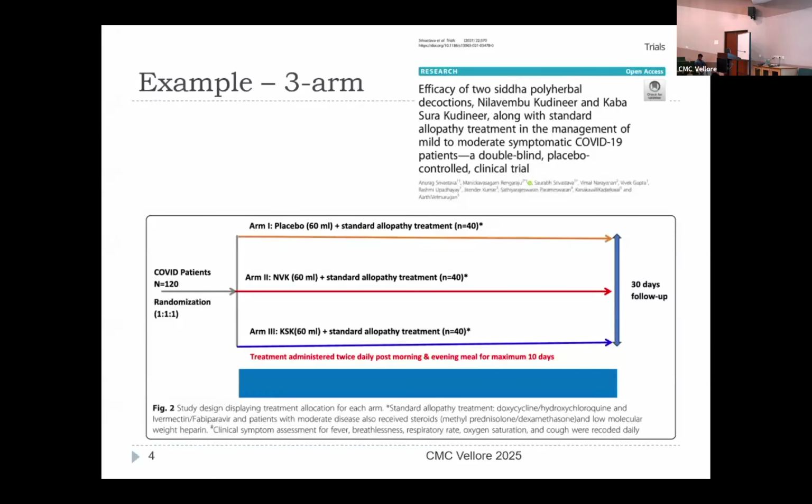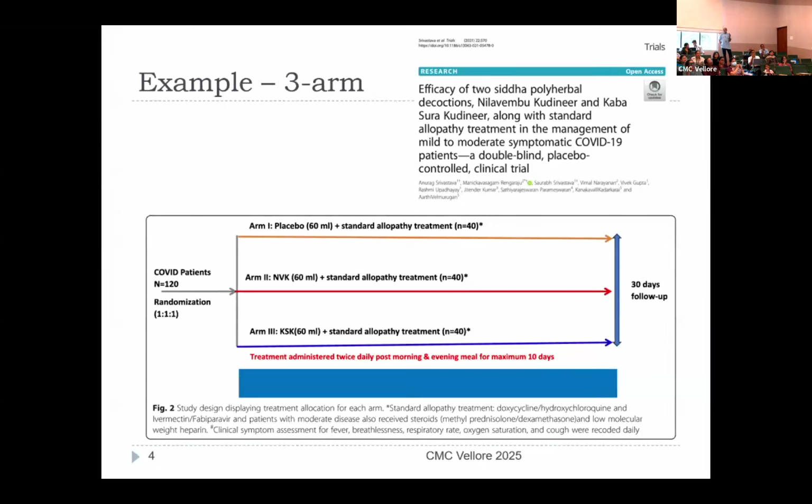We can do it 3-arm, as in this study on the management of mild to moderate symptoms of COVID that was done in India. I don't know if there's a name of the study. They were looking at 2 polyherbal concoctions with standard allopathy treatment. Arm 1 was the standard allopathy with placebo. Arm 2 was standard allopathy with this nilavembucudanir, and the other one was standard allopathy with cabazitacudanir.